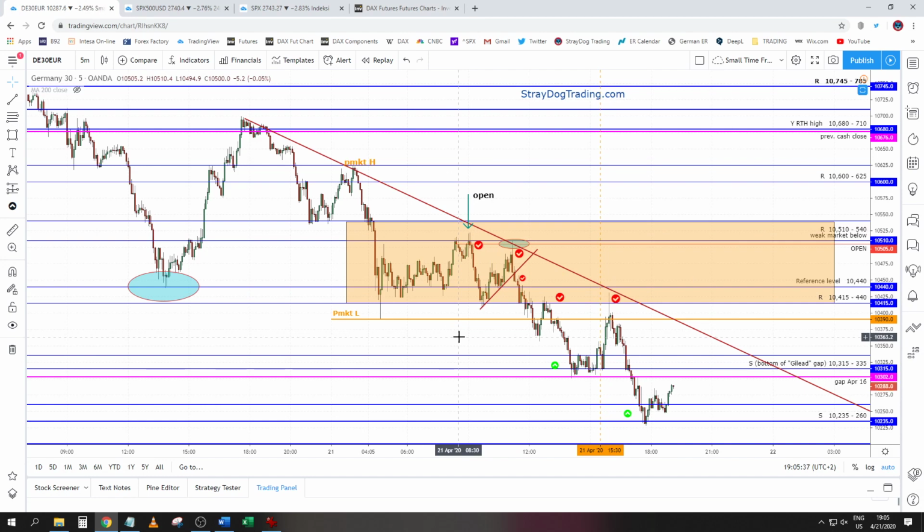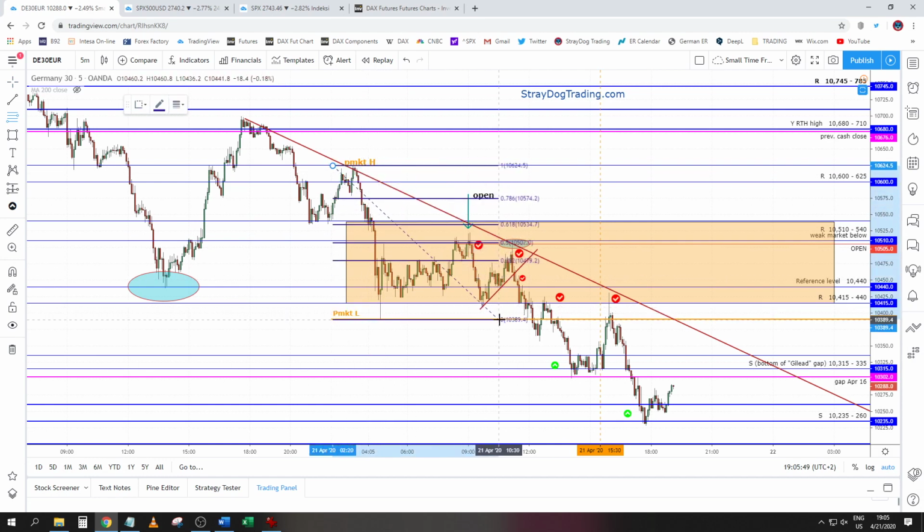Now observing the fibs. This opening level, which got almost to the weak market below zone, was from the pre-market high to the pre-market low fib. Look at this. Confluence, the half-back, 61.8 was right at our weak market below zone. Between those we got sellers.